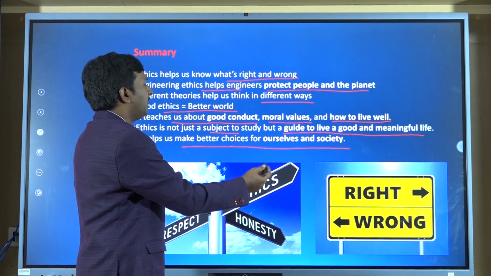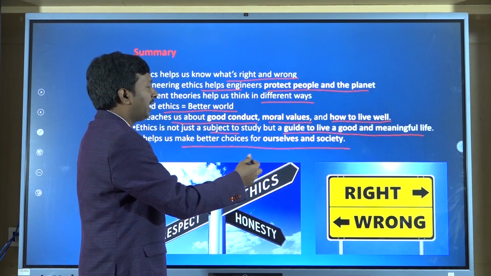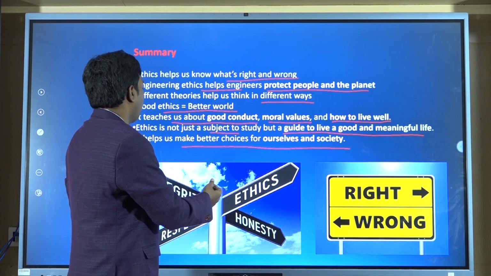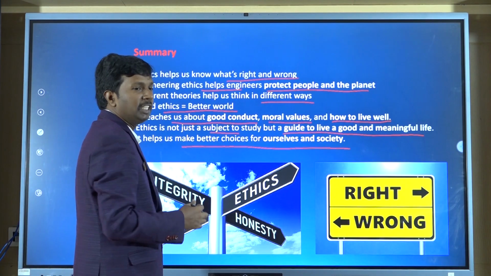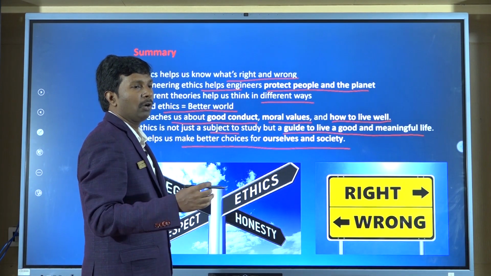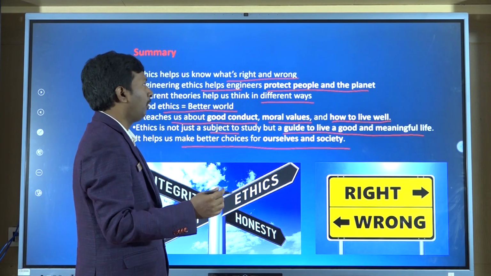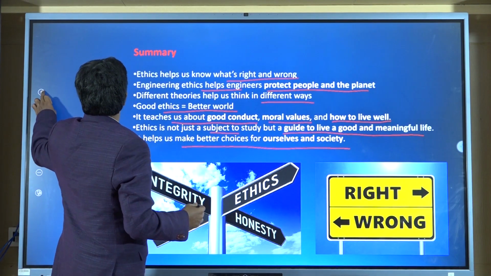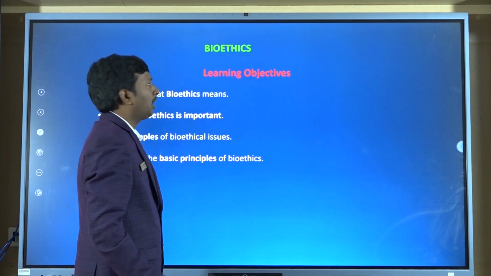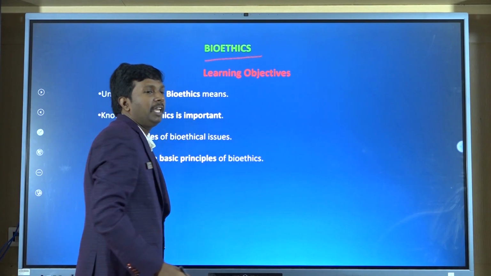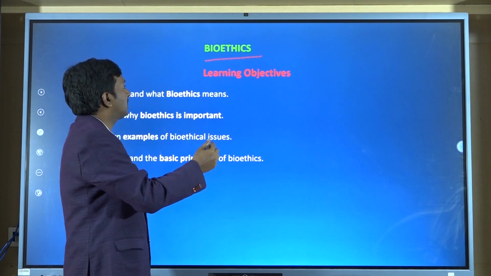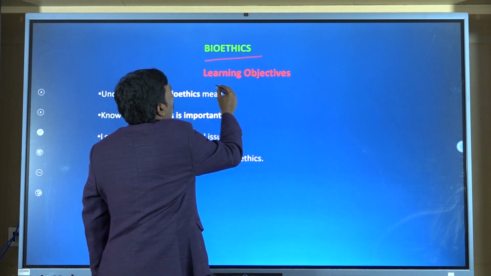I have given two images here, what is right and what is wrong, along with ethics and honesty, respect and integrity. So this is about ethics. Now I am going to discuss bioethics. The next topic is bioethics, and after finishing this class, we can get to know all these things.